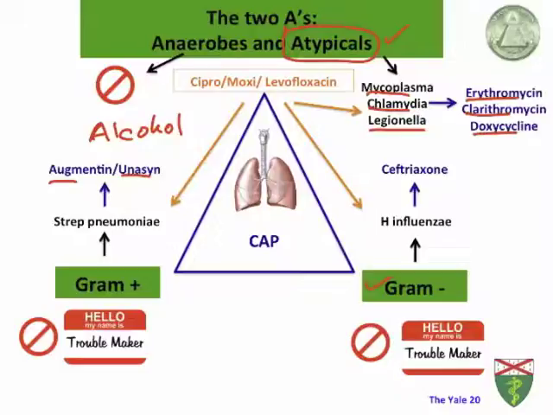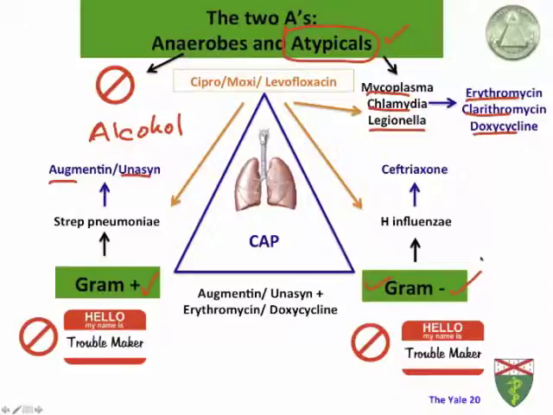Okay, so now we know our bacteria. We know our antibiotics that we can choose. Let's build upon this knowledge and come up with a good antibiotic regimen, and let's justify it. So first choice, Augmentin or Unasyn plus erythromycin or doxycycline. Great choice. Augmentin and Unasyn are going to cover for gram-positive, strep pneumo. They're going to cover for gram-negative, H. influenzae. And they're going to cover for your Mycoplasma, Chlamydia, and Legionella if you add erythromycin or doxy. Augmentin and Unasyn alone do not cover for those atypical bacteria.